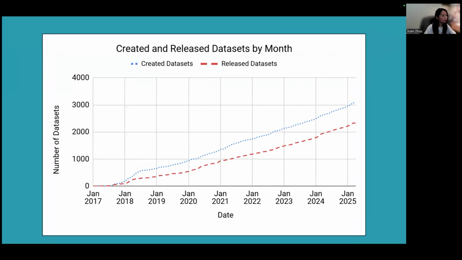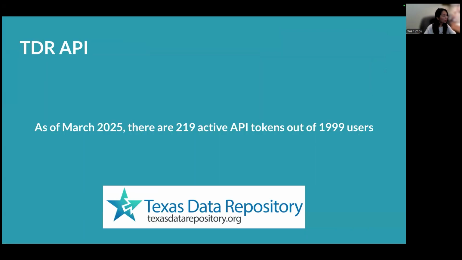The majority of these are openly accessible online, supporting transparency and open research. As of March 2025, there are 219 active API tokens in use, supporting integration and automation for about 2,000 users across the platform.